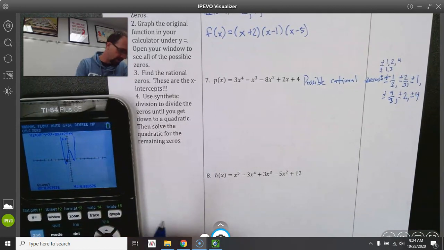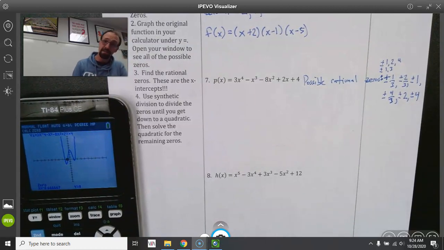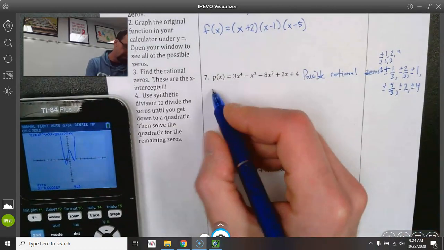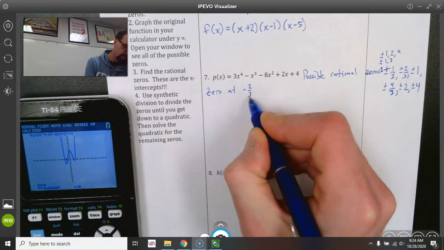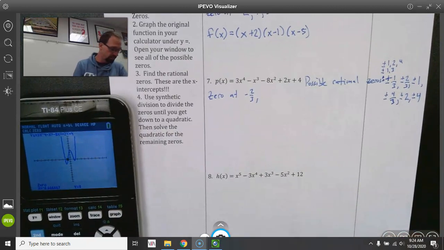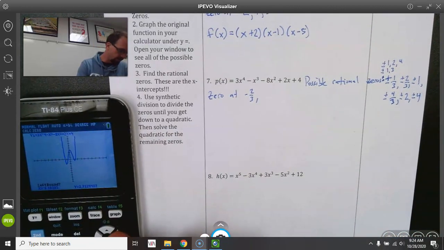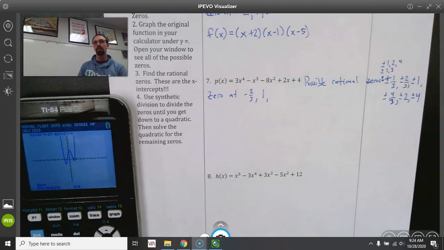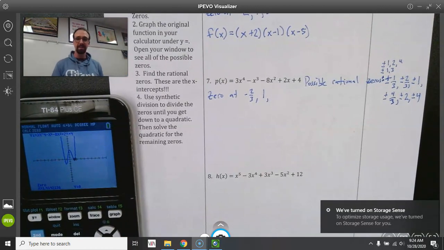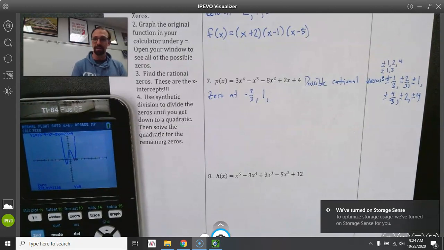Let's see if I can find this one here. This gave me a 0 at negative 2/3. So I know that I have a 0 at negative 2/3. That is helpful. Now let's see if we can find these others. I have one here. It looks like I have a 0 at positive 1. That's also helpful. Then let's see if I can find this other one here. I'm guessing that it's going to be, yep, another one of these scenarios. So I'm going to use synthetic division here.